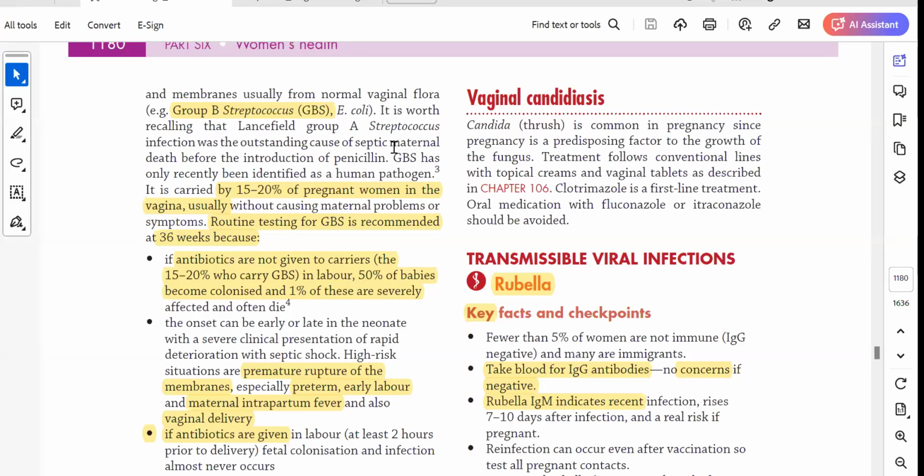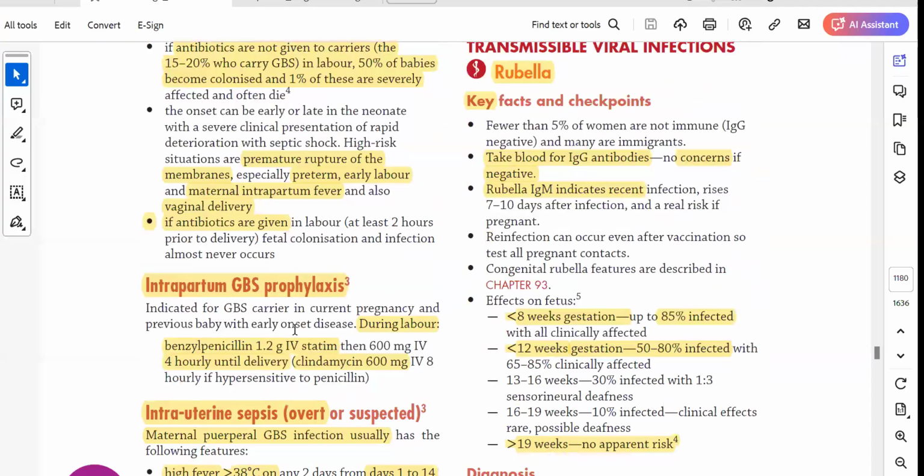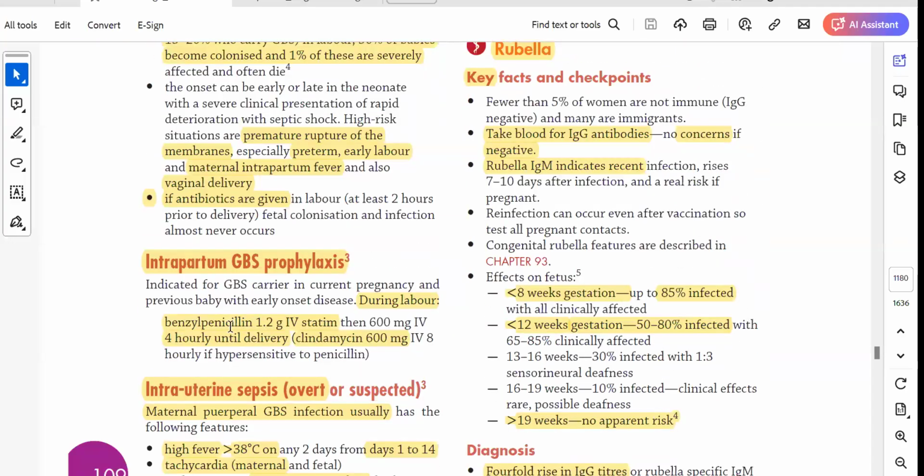There is no need to go for C-section because patient is GBS carrier. Okay, patient can go for normal vaginal delivery, but all you need to do is during labor, you need to put the patient on IV antibiotic. This is not an indication to go for C-section. So if cesarean section is done, we don't need to give the prophylaxis.